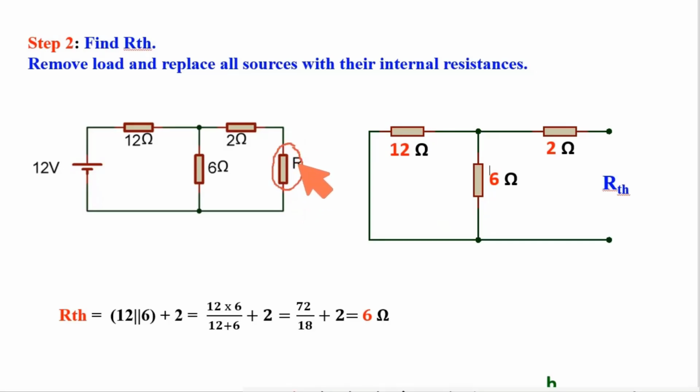So open this load resistance here, and sources will be replaced by their internal resistances. So this will be shorted here. So this is the circuit for calculating RTH. It is very easy: this 12 and 6 are in parallel, and the equivalent of this is in series with 2. So 12 and 6 are in parallel, and the equivalent of this will be added with this 2. Ultimately RTH I got is 6 ohm.